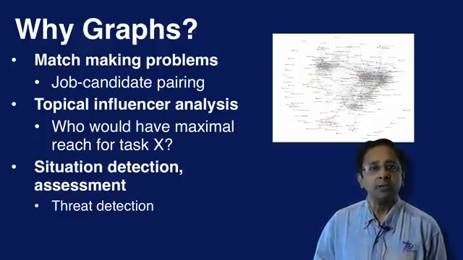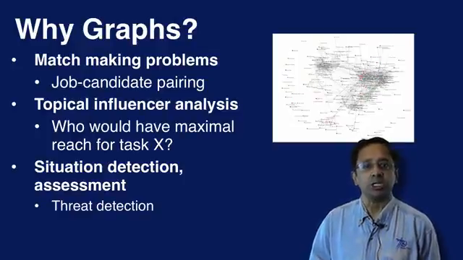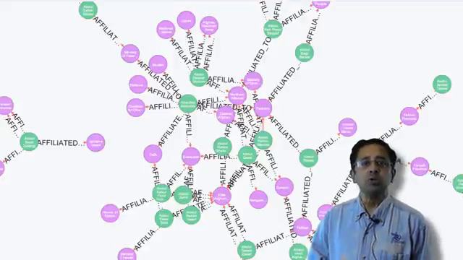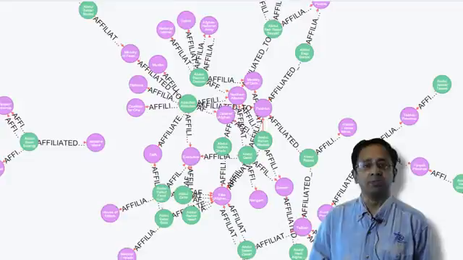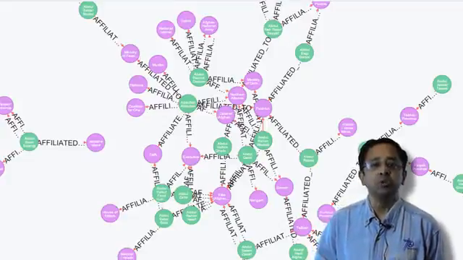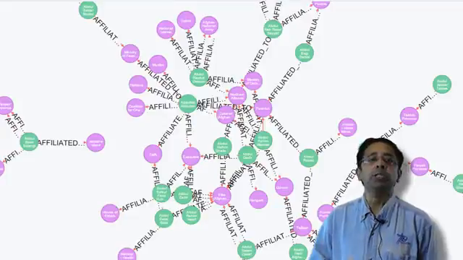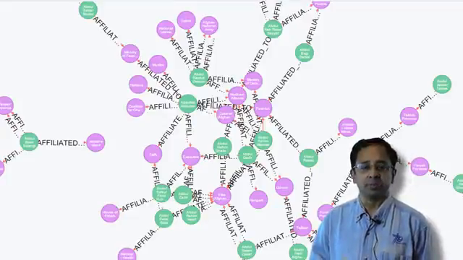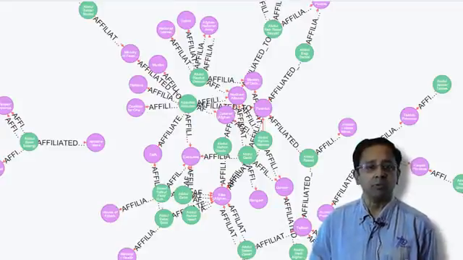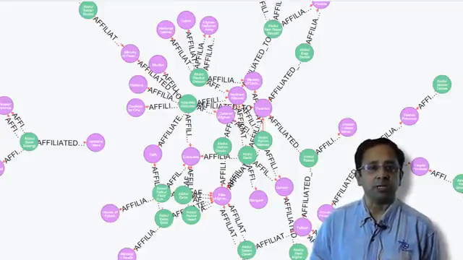A third category of application is threat detection. This network is created by groups who study news. For example, they collect information about all the militant groups in different countries and all the reported acts of terrorism. Now, this creates a network. As you can see, we show only a part of the network here.